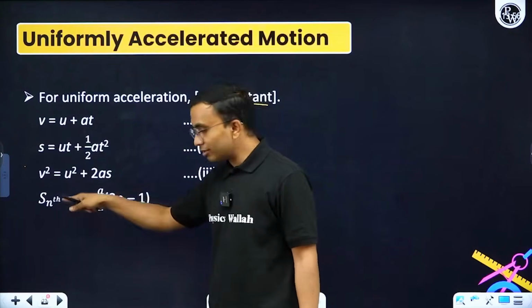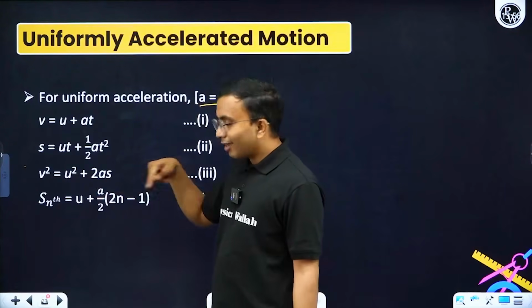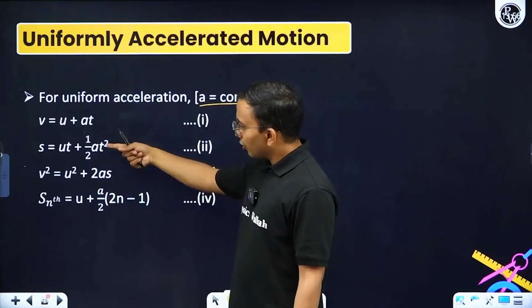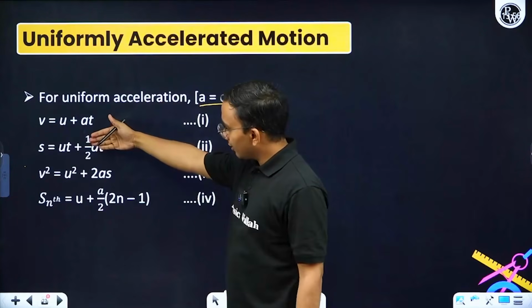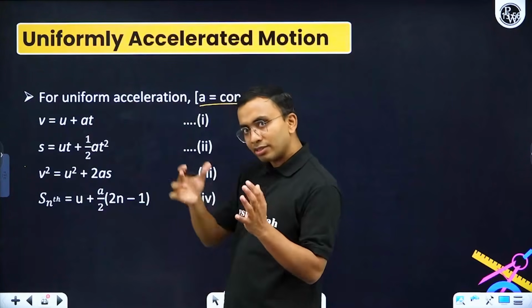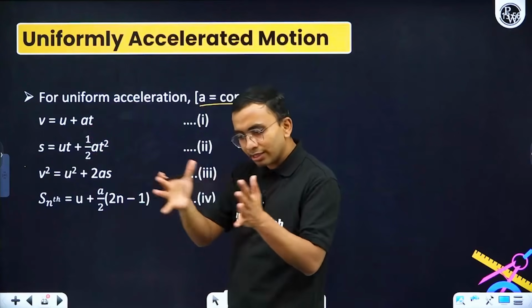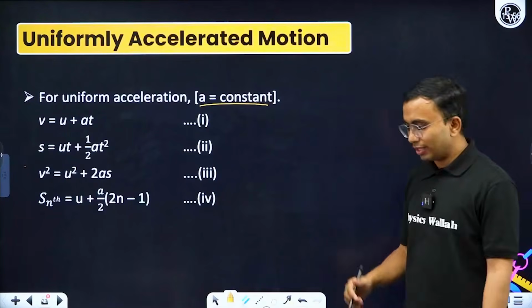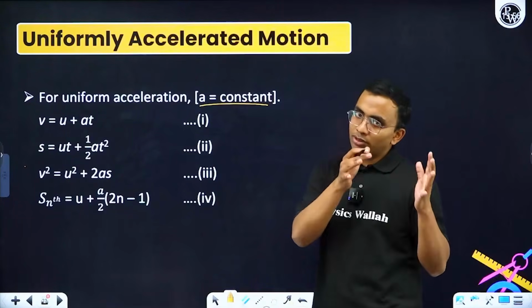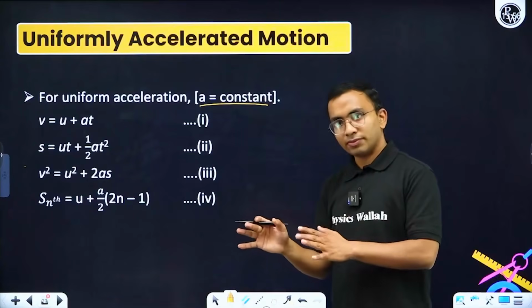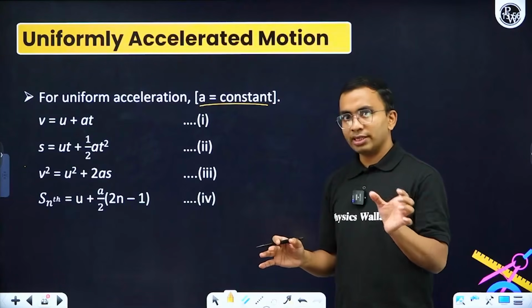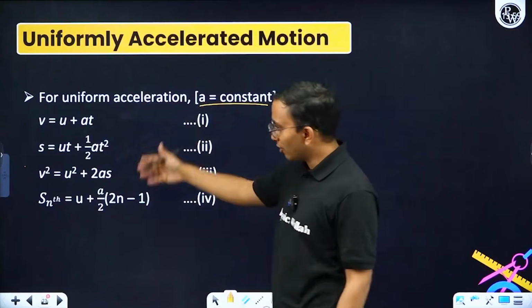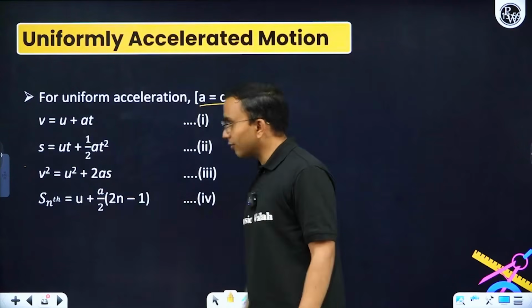This s nth means it is the displacement in the nth second. If you want to find that, you can find the displacement till n and then subtract the displacement till n minus 1. So you will get only the nth particular second. Nth second means, if I say the third second, it is from t equals 2 to t equals 3. t equals 0 to 1 is my first second, 1 to 2 is the second, 2 to 3 is my third. So accordingly you can subtract that and you'll get it for the nth second.